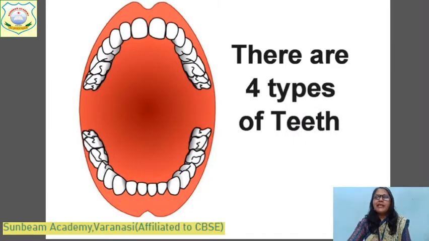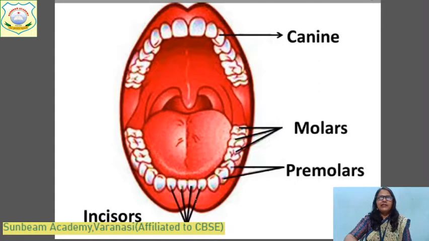There are mainly 4 types of teeth. How many types of teeth are present in our mouth? 4 types of teeth. Yes. In the lower portion, you can see 4 front teeth. 1, 2, 3, 4. They are called incisors. They are a little flat. Incisors are used for cutting the food.